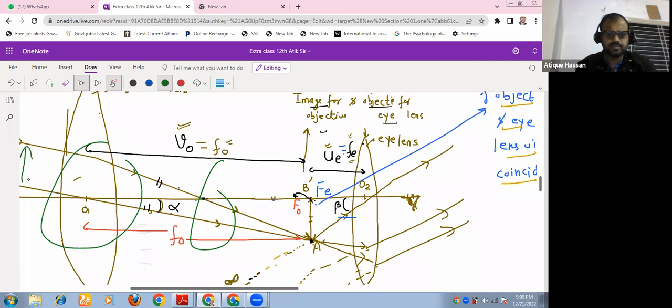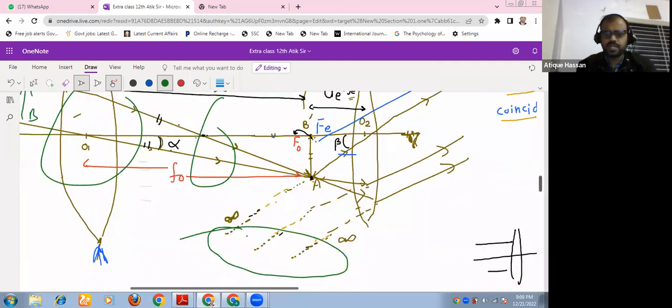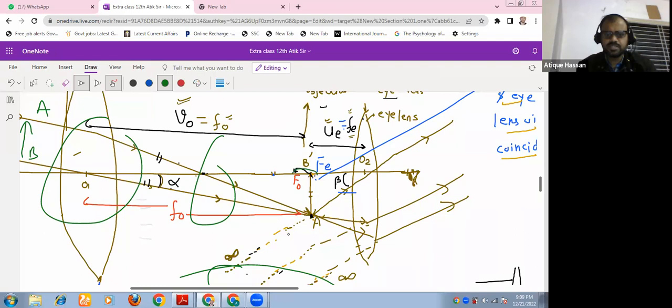and the same object is AB, and so for the final image to form at infinity, this intermediate image A dash B dash must be at the focus of the eye piece, right?